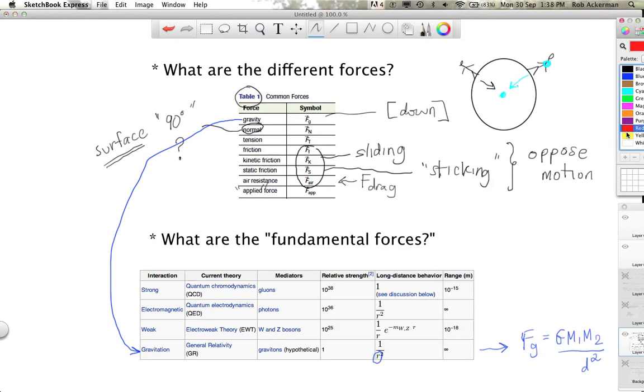Now let's take a look at some of these other forces. For example, let's start with the tension force. Think of the tension in a string. Take a string if you have one now, or a cord or something, and pull it. It doesn't want to be pulled apart. It's as if something is holding it together.